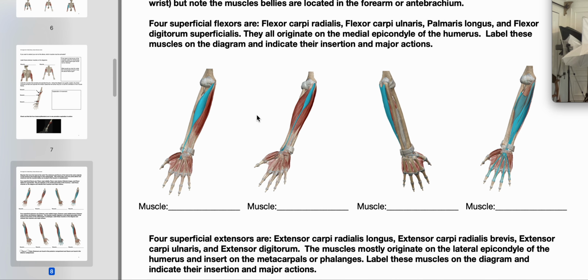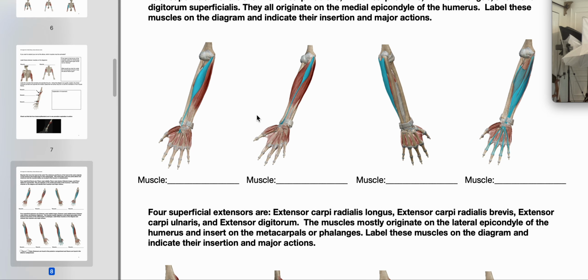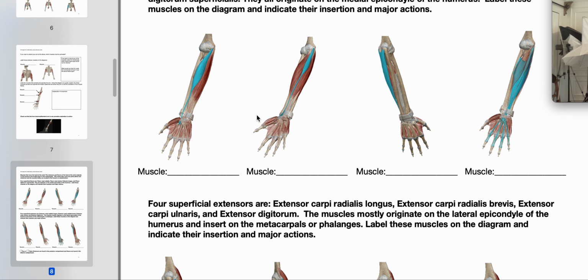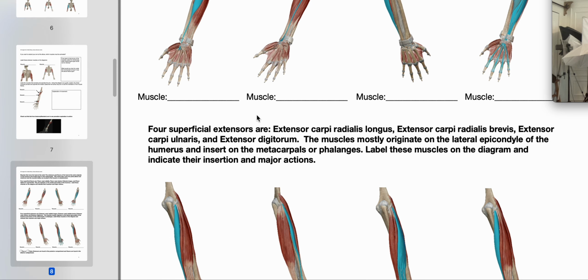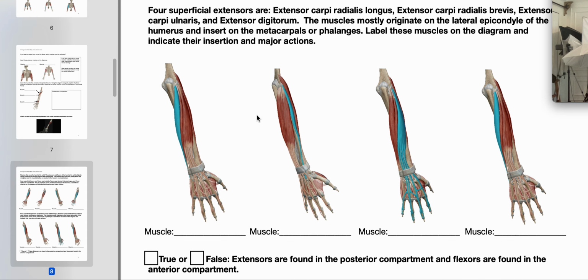So again, I give you a lot of information here and then you'll be able to identify them individually. Take note that there's a lot of muscles we don't expect you to identify, so you only have to know the ones that are listed here in the lab guide.